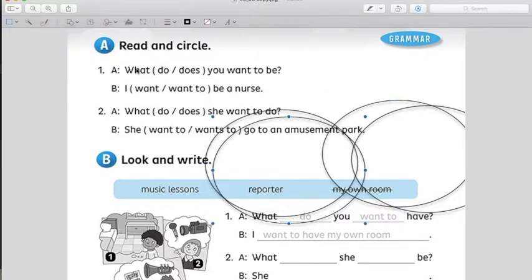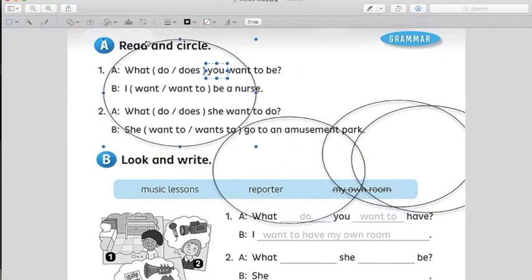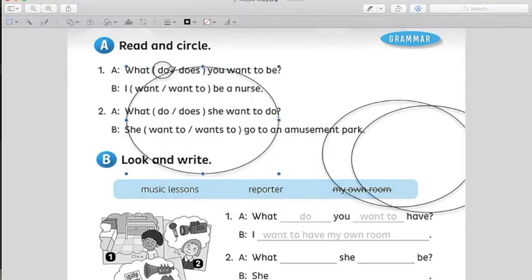Number 1, what do you want to be, or what does you want to be? We are using the word you, so we should know that would be do. So what do you want to be? All right, so do. Good job. I want to be a nurse. We should know that it is want to. I want to be a nurse. Good job, want to. Do not forget that.